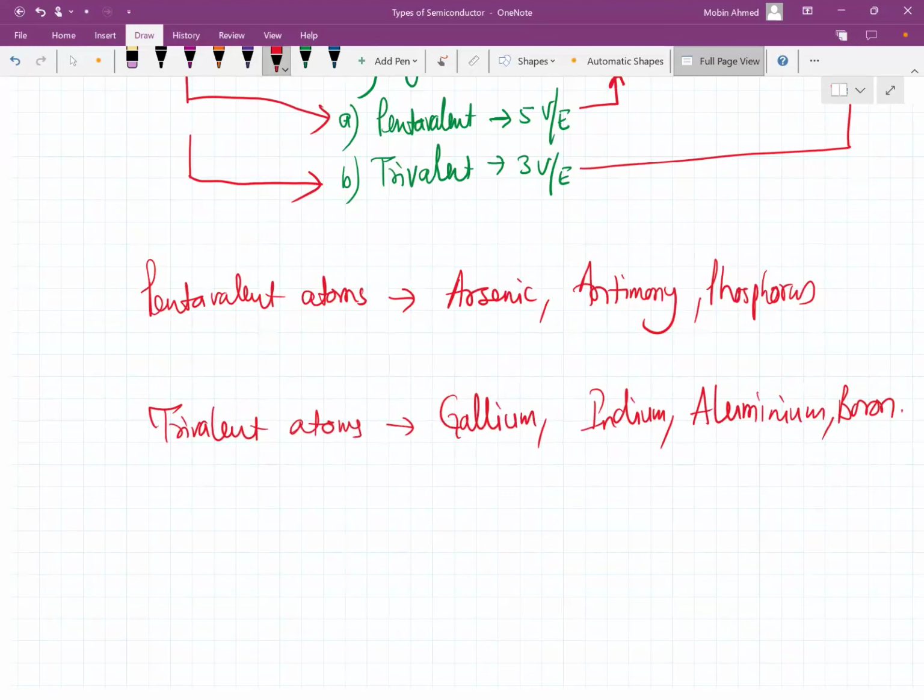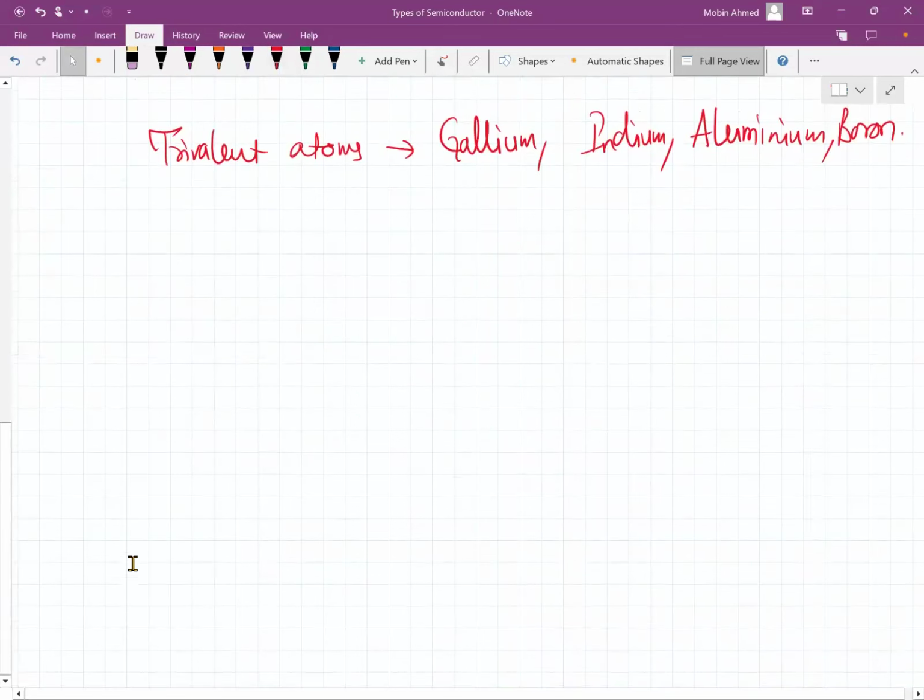Now, the silicon or germanium, I'll write here. So, N-type semiconductor, how is it made? N-type semiconductor.